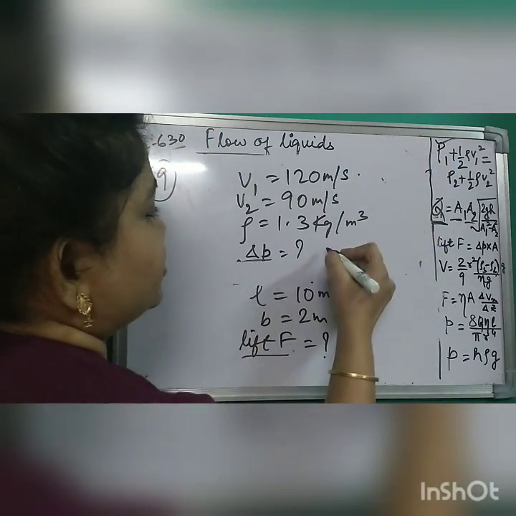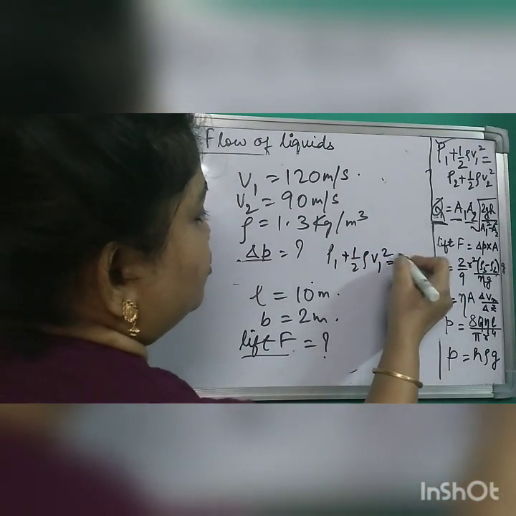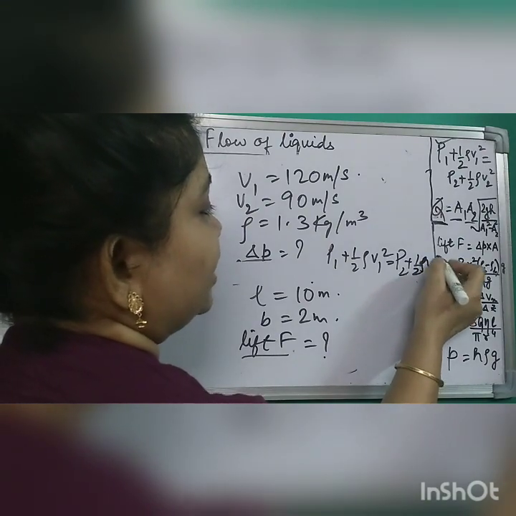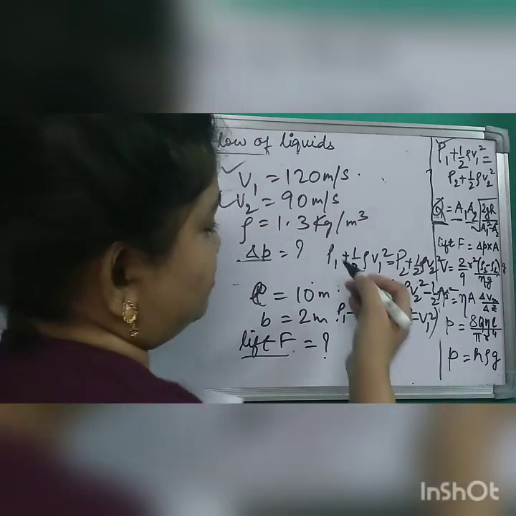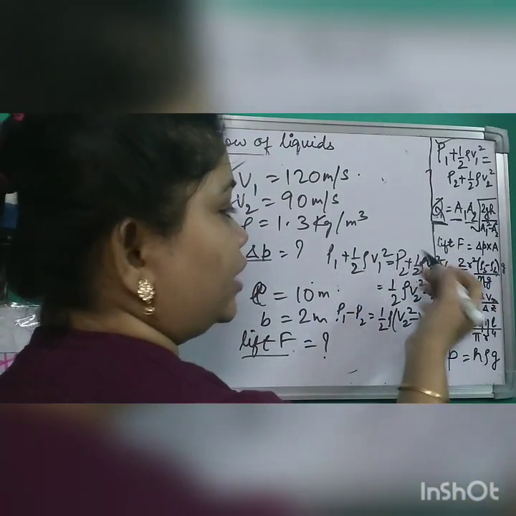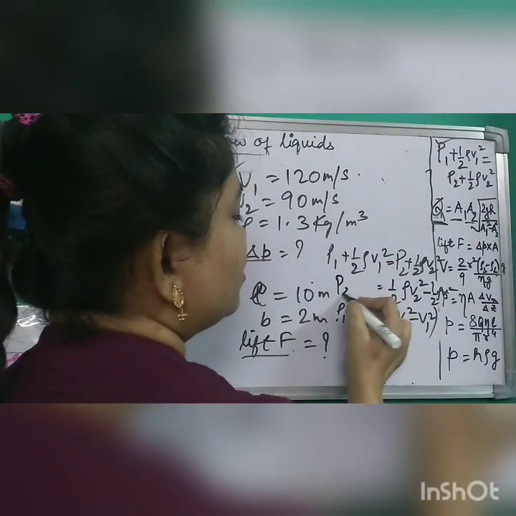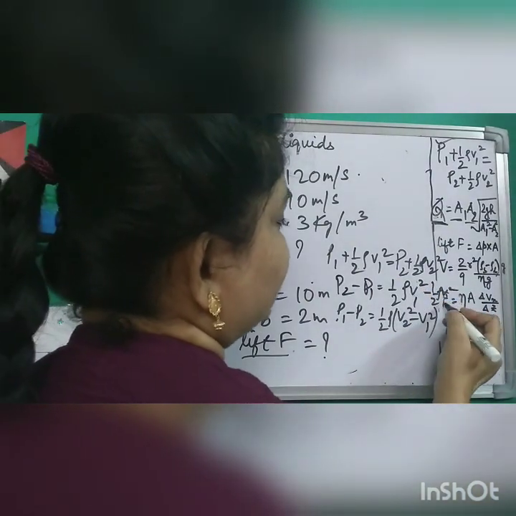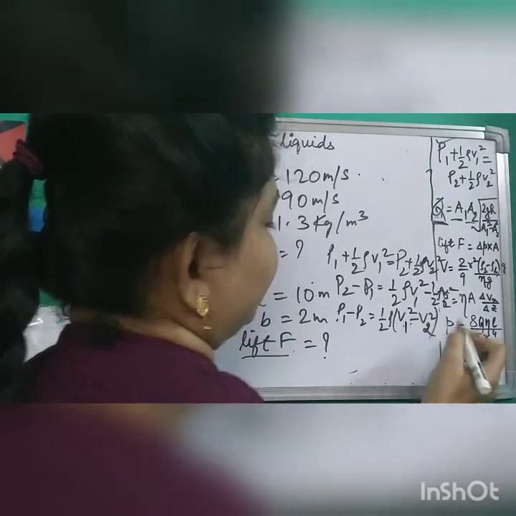So what is our Bernoulli's theorem? P1 plus half rho V1 square is equal to P2 plus half rho V2 square. So we have to use Bernoulli's theorem, which is P1 plus half rho V1 square equal to P2 plus half rho V2 square. To find out the delta P, it is nothing but P2 minus P1, which is half rho V1 square minus half rho V2 square, which is half rho times V1 square minus V2 square.